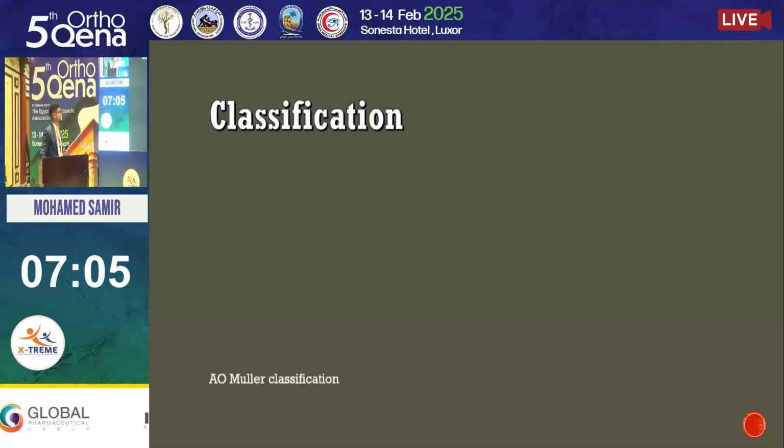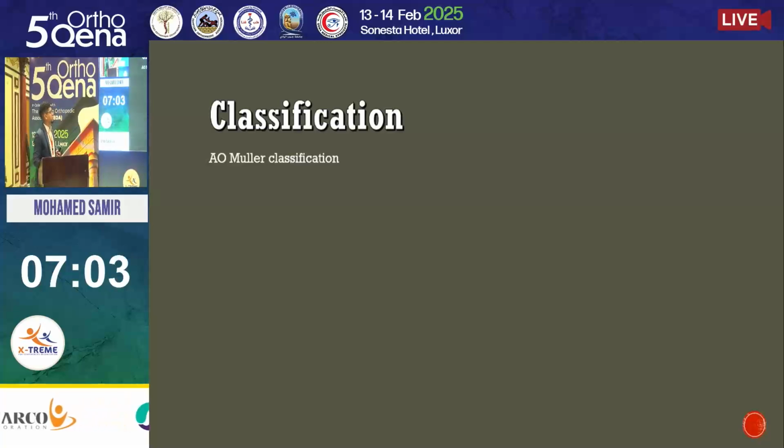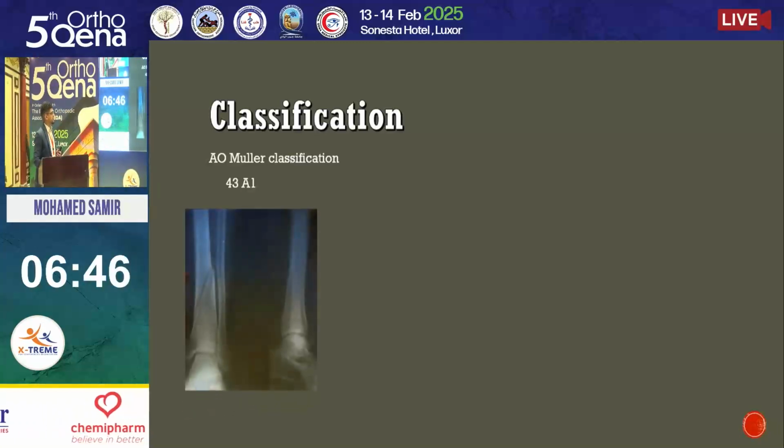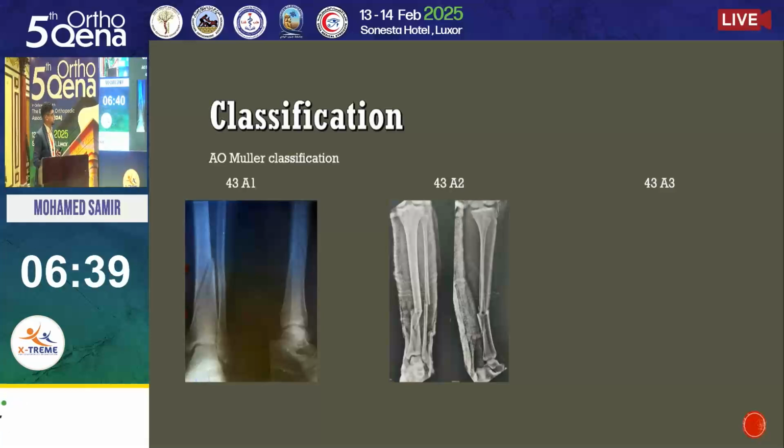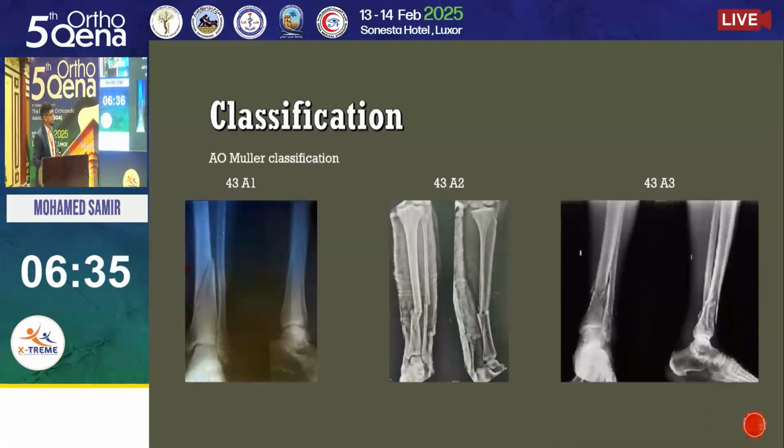The classification: according to the AO Müller classification, the distal tibia segment is referred to as 43 and subgrouped into A1, which is a simple fracture, A2, which is a wedge fracture, and A3, which is a comminuted fracture.